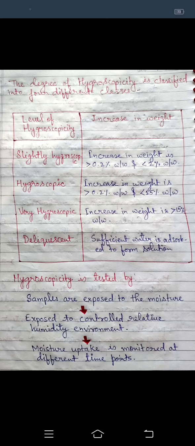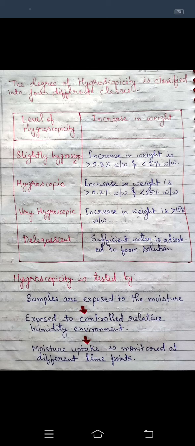Then coming to the third class of hygroscopicity, that is very hygroscopic. In this, the weight can increase by more than 15% weight by weight. And in the last level of hygroscopicity, it is deliquescent, in which the substance absorbs sufficient water to form a solution. It is totally in liquid form.